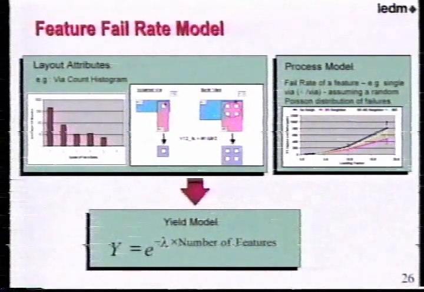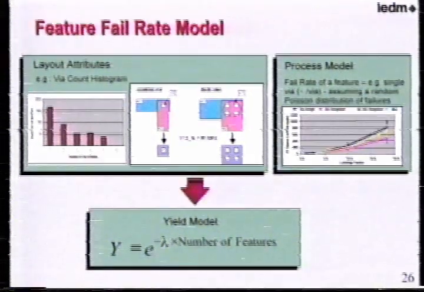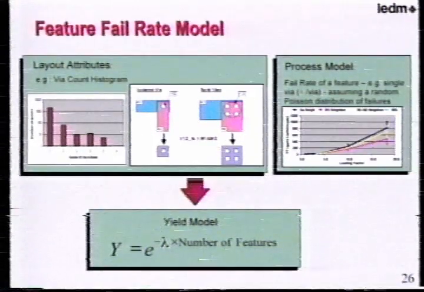This characterization, which we call lambda here by a single term, is essentially the essence of the process design interaction, figuring out how different attributes of the design or different features interact with the process that you have.